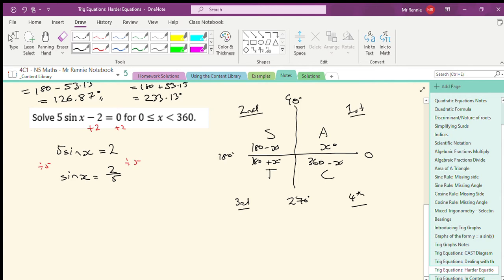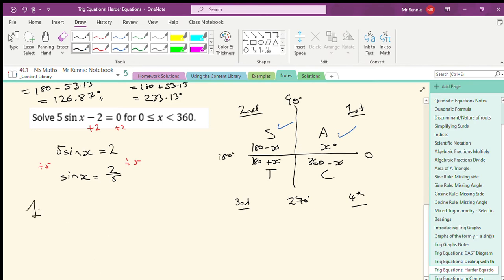We now go back to the question. I've now got a rearranged way of saying sin x equals 2 over 5. So sin x is something positive. When would that be? That would be when all graphs are positive. Sin would be positive in the first quadrant, and also in the second quadrant. So they're going to be our two answers, in the first and second quadrant.